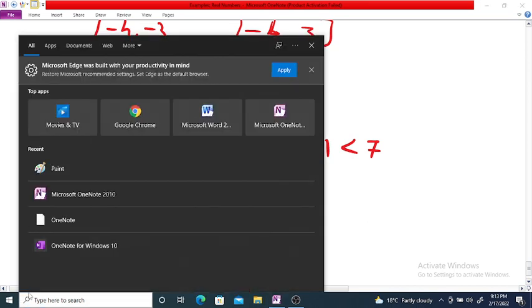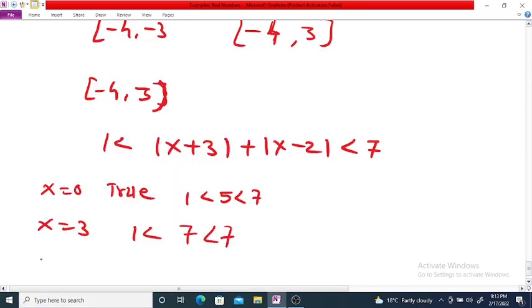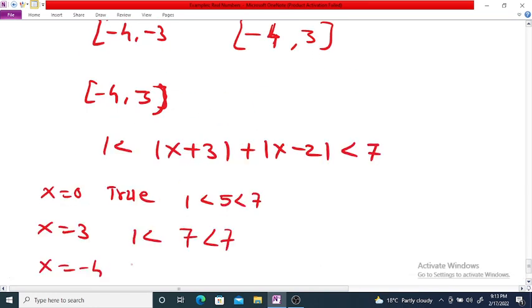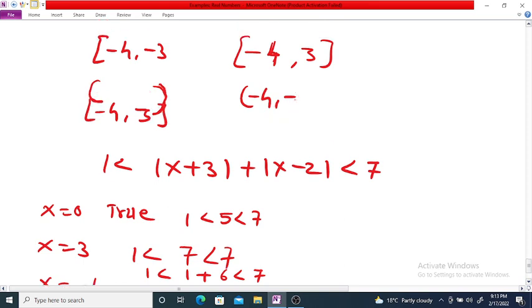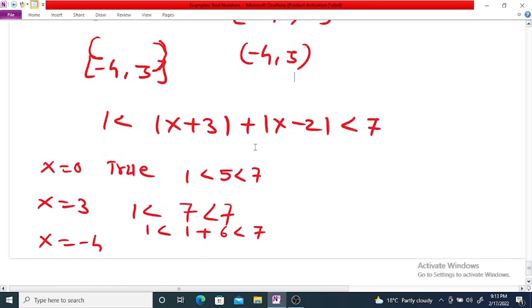And for x equal to minus 4, again minus 4 plus 3 gives 1, plus minus 4 minus 2 gives 6, which is 7 in total, not less than 7. Again the end point does not hold, so the answer is minus 4 to 3, open interval, not closed interval.